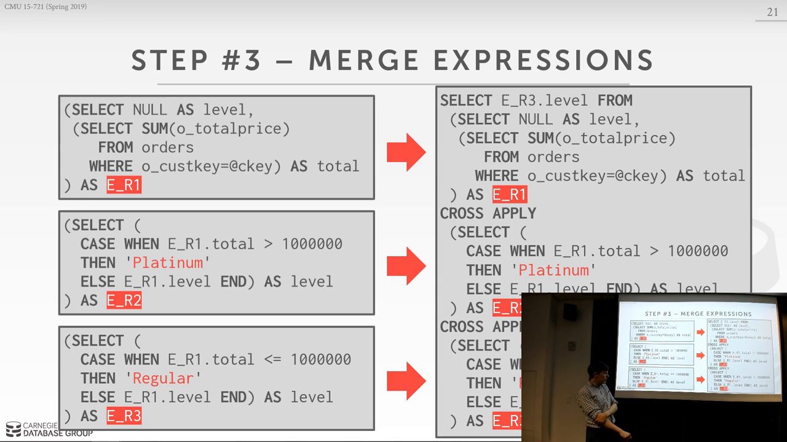Yes? Then in the last block, shouldn't it be taking it from ER2.level? The question is, the last block should be taking it from ER2.level. Yes, you're right. That's a typo. He's saying this should be ER2 because you need to get it from whatever this thing set, not what this got set. And actually, that's a typo too. That should be less than or equal to.